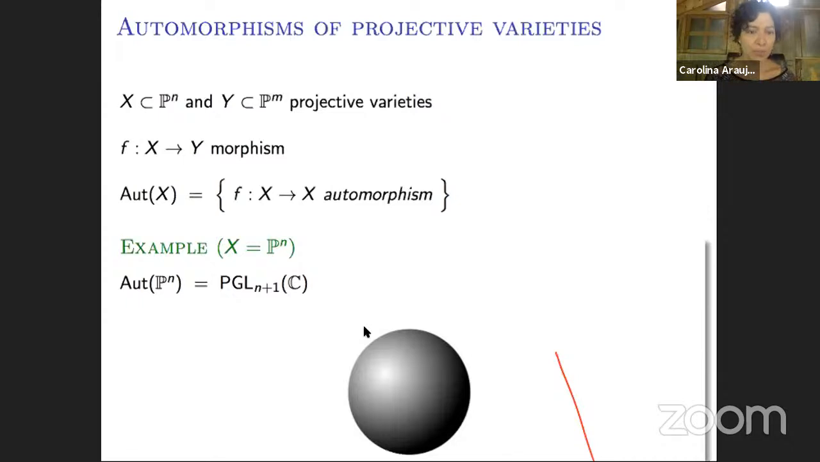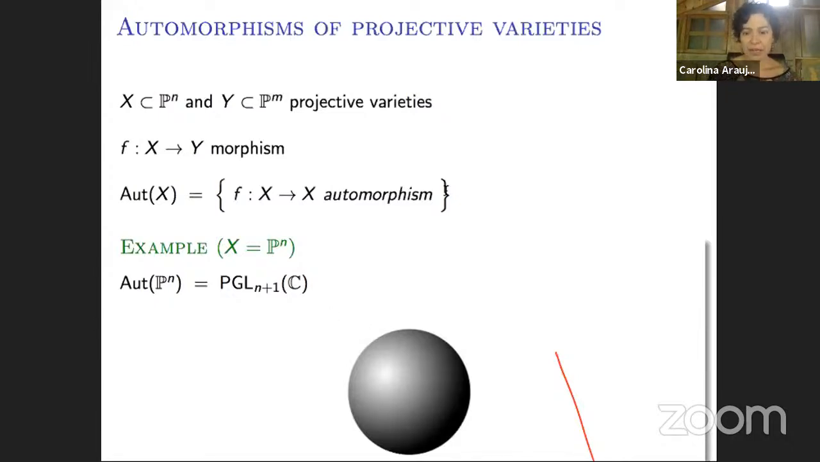And the automorphism group is just the group of invertible linear maps. So this is PGL n+1. This is very well known. In particular, it's a very, very interesting linear group.